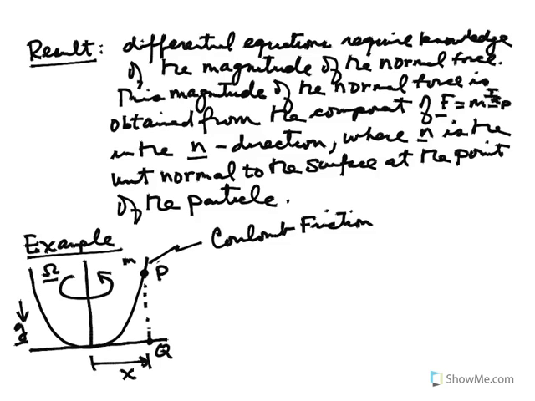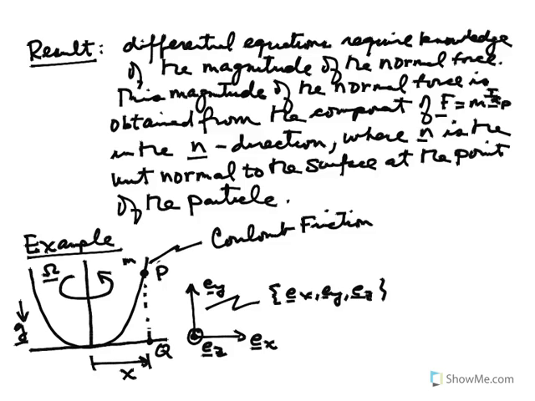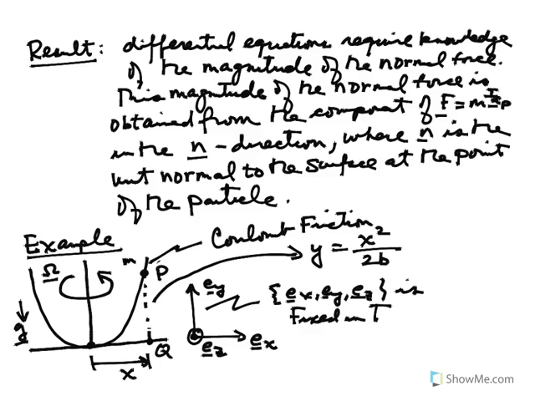Now, without getting into a lot of the kinematics in this problem, we actually solved this problem using a basis that was fixed to this track. And so I'm going to define this basis, Ex, Ey, Ez, and this basis Ex, Ey, Ez is fixed in T, and the equation for the parabola, if you recall from earlier, was y is equal to x squared over 2b, and this parabola, we labeled it as t, which is the track.